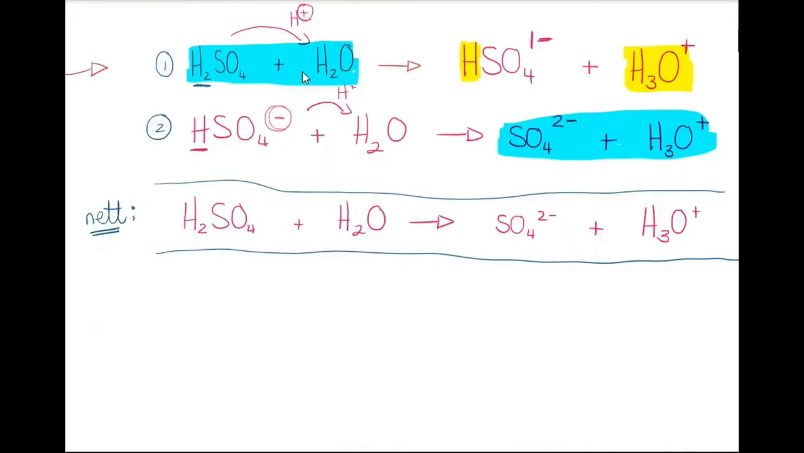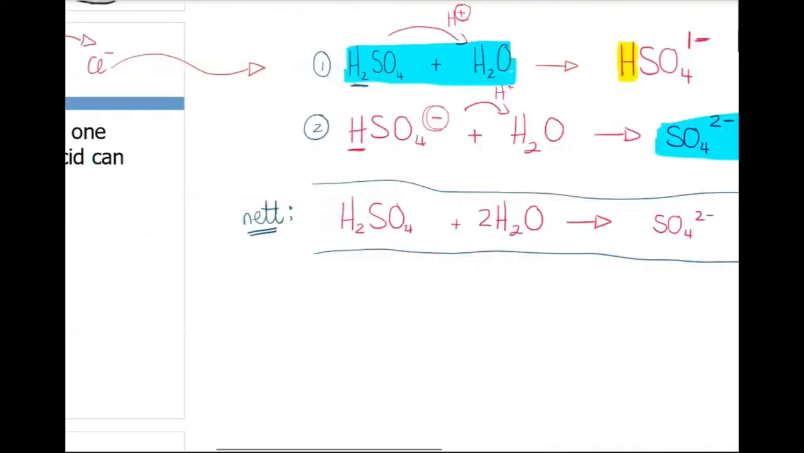And here's the little trick. Never call it a cheat, a trick. How many water molecules did we use? 1, 2, so you plug a 2 in there. How many hydronium ions did we form? 1, 2, plug a 2 in there, and it should be balanced. You can count if you do not trust me, but it should be balanced.